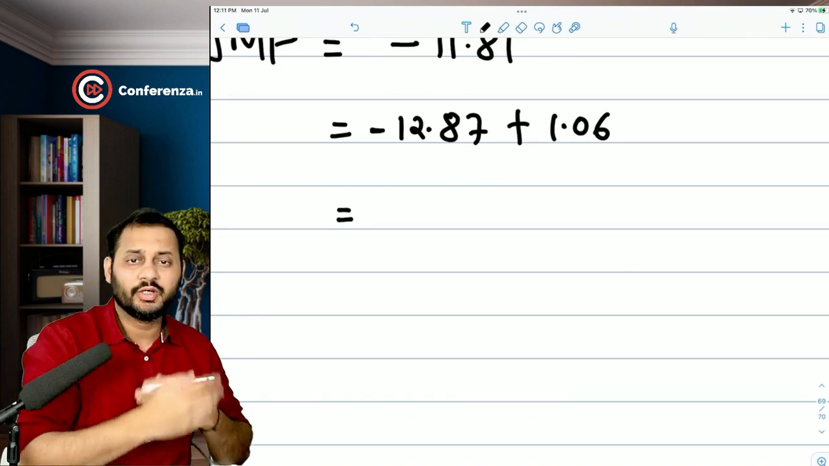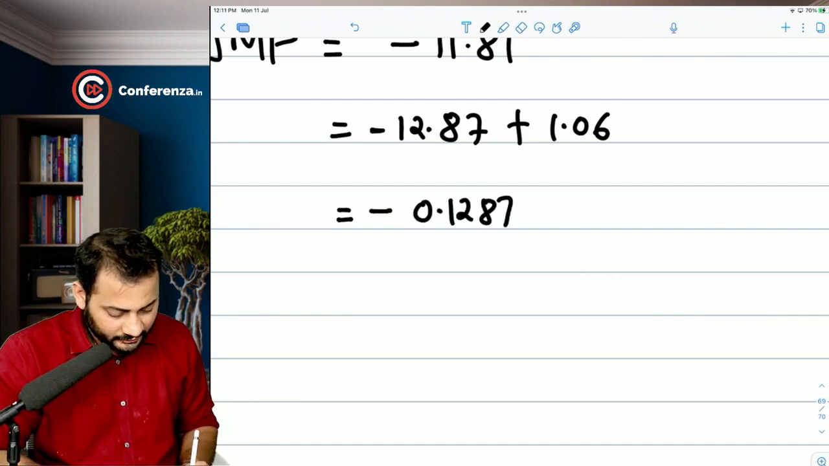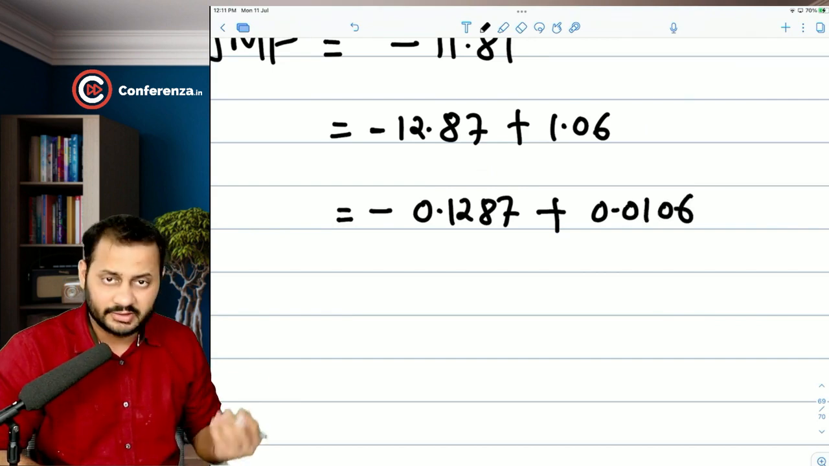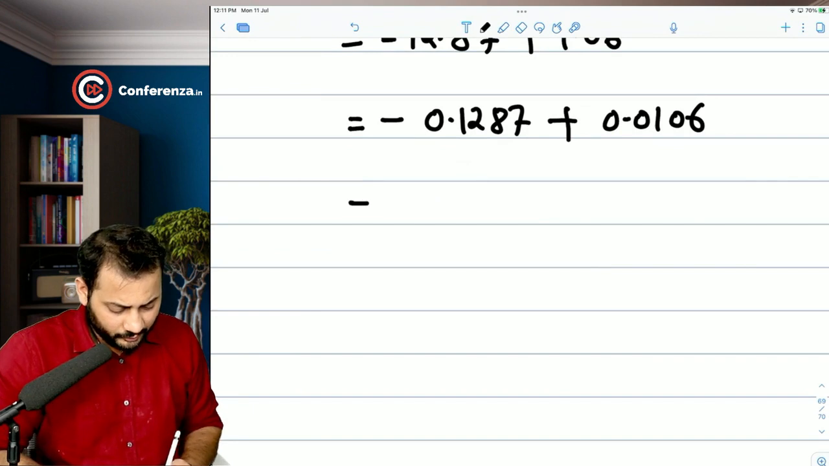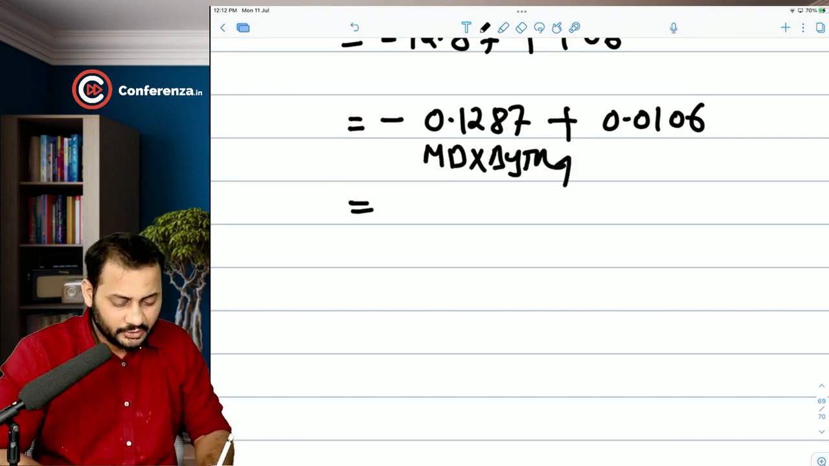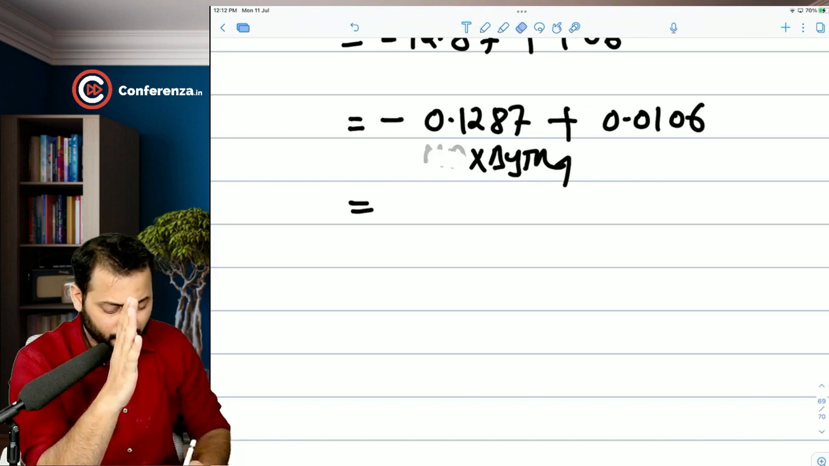Now how did we calculate 12.87? Before moving over to the 12.87, let's write it down in decimal. Minus 0.1287 plus 0.0106. This is in decimals, divided by 100. Just divide that by 100. Now how did you reach 0.1287? It was very simple. This was the multiplication of modified duration into change in YTM. Am I right? This was nothing but the multiplication of modified duration into change in YTM.